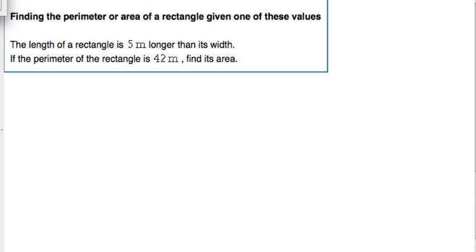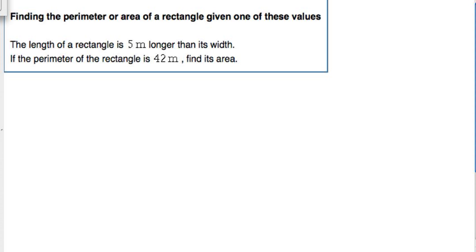Okay, we're going to find the perimeter of a rectangle given the length. So this problem tells us that the length of a rectangle is 5 meters longer than its width. If the perimeter of the rectangle is 42 meters, find its area.